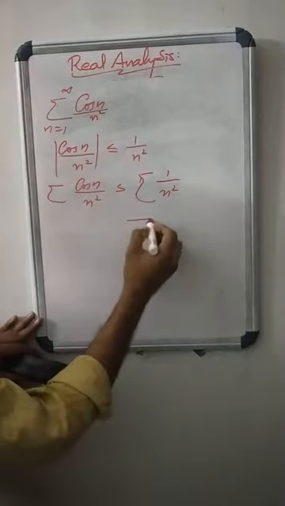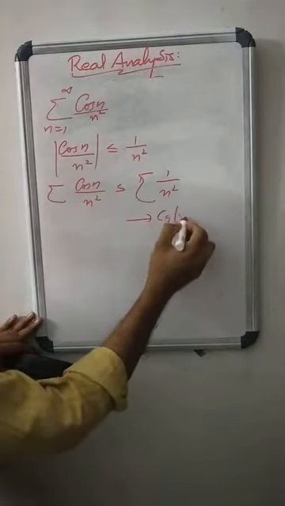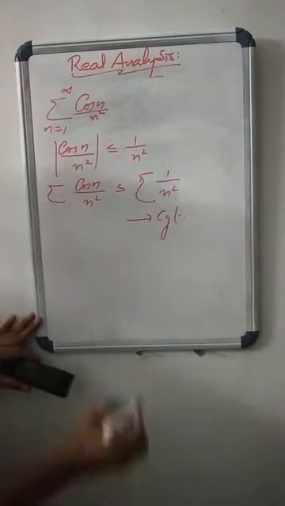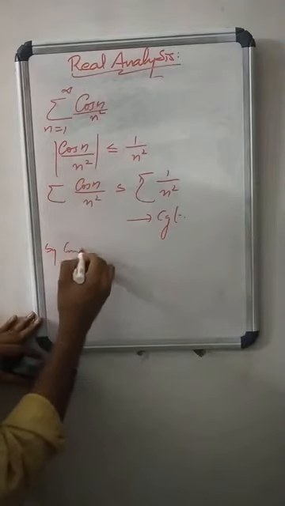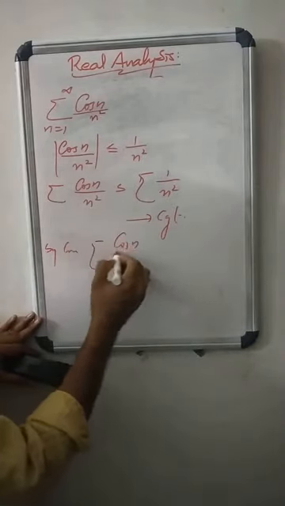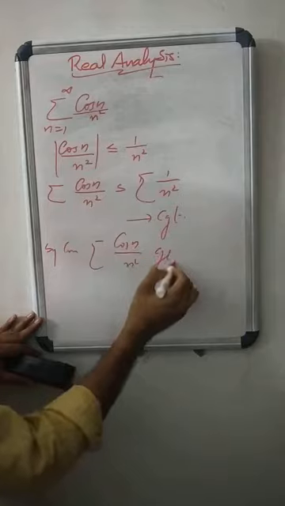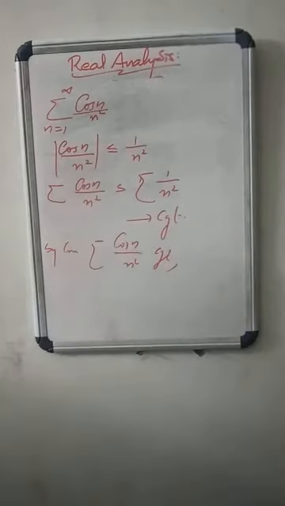What is sigma 1 by n squared? Sigma 1 by n squared converges. So, by comparison test, sigma cos n by n squared also converges. Clear?